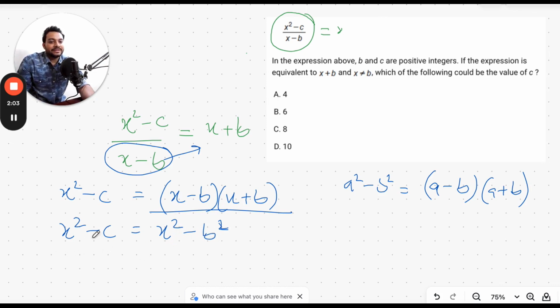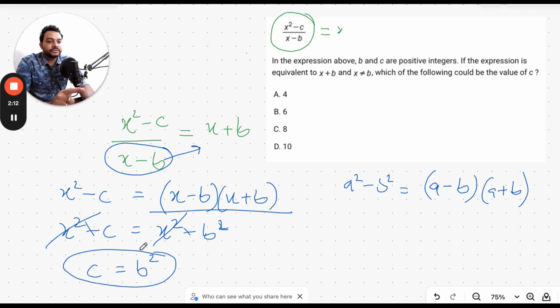x squared minus c is equal to x squared minus b squared. Now, in the left hand side and the right hand side, you can cancel x squared and x squared. The negatives cancel. c is equal to b squared. That's what we get. We could deduce this without cancelling as well through comparison. Like if the rest of the expression is same, the c and b squared should also be same. So from here, we don't get a specific value for c, but we get one fact that c must be a perfect square. Now in the options, as you can see, 4, 6, 8, 10, only 4 is the number that is a perfect square. So this is also like a trick question. You need not solve this.